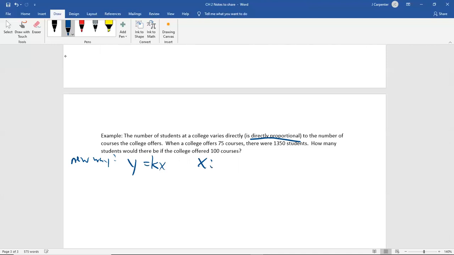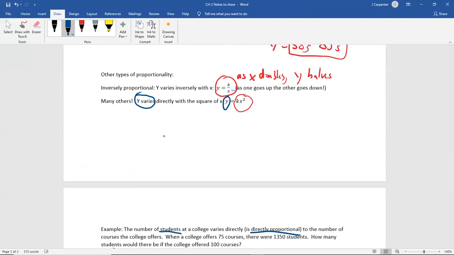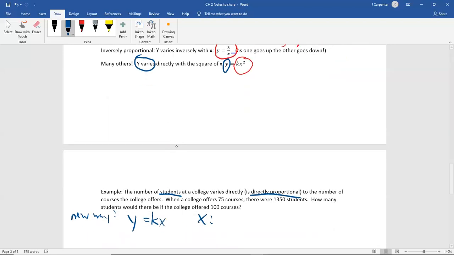So x is going to be, let's see, the number of students at college varies directly to the number of courses. So since the first thing they said is students and then the words varies or directly proportional, the more common scenario is that that's what the y should be, just going with what I said up here. We said the thing before the word varies or proportional, whatever, that's what should be by itself. So let's go with that, even though this is completely interchangeable. So students was the thing before varies or proportional, so that's what I'm going to call y.